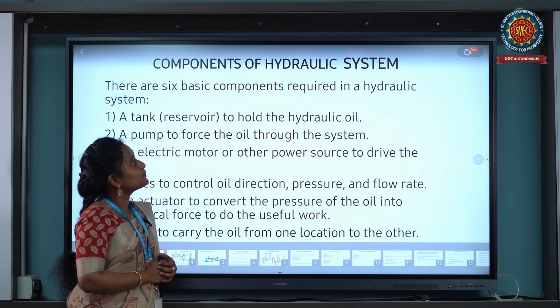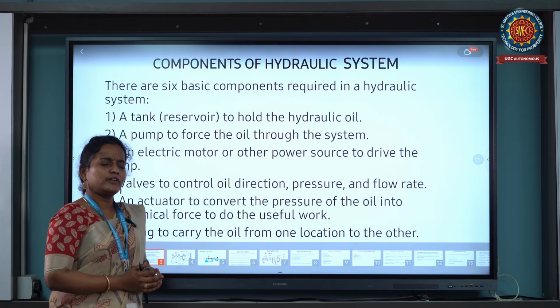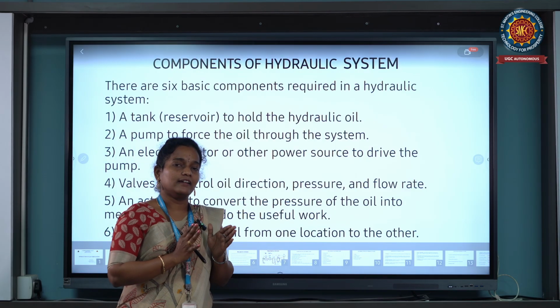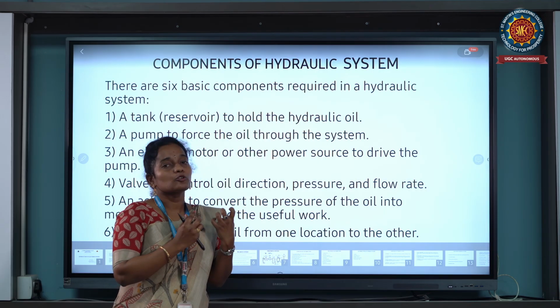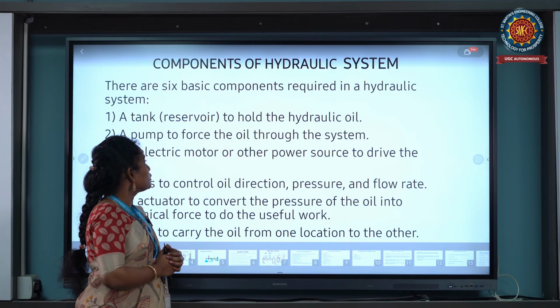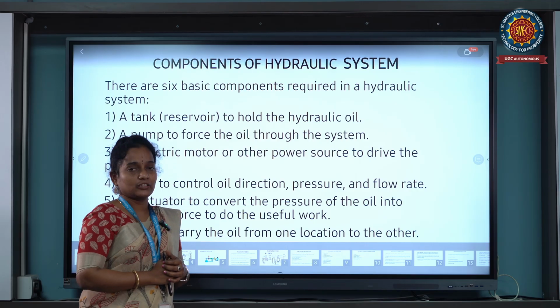So there are 6 basic components required in a hydraulic system. First one is a tank. It is also known as a reservoir. The tank is to hold the oil, whatever oil is used here. And second one, a pump to pour the oil through the system, meaning to increase the pressure.